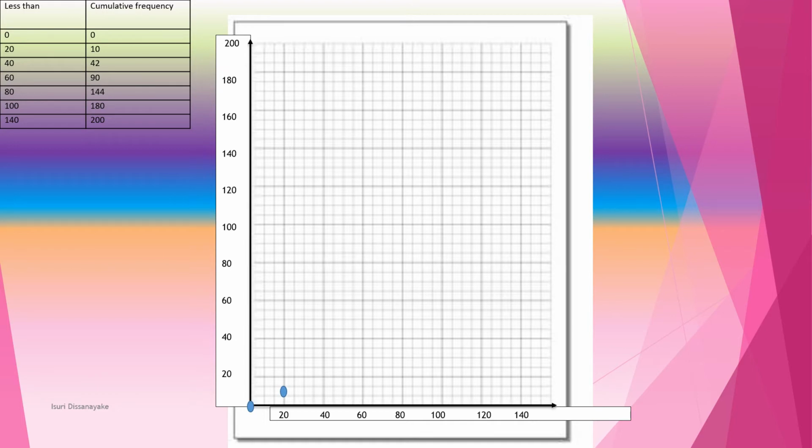At 0 it should be 0. At 20 I have marked 10. Then at 40, it's 42. At 60, I have marked 90. At 80, the cumulative frequency is 144. And at $100, the cumulative frequency is 180. And at $140, the cumulative frequency is 200.